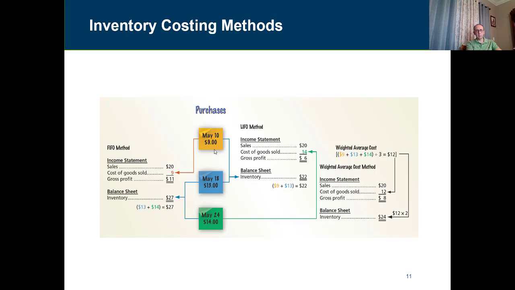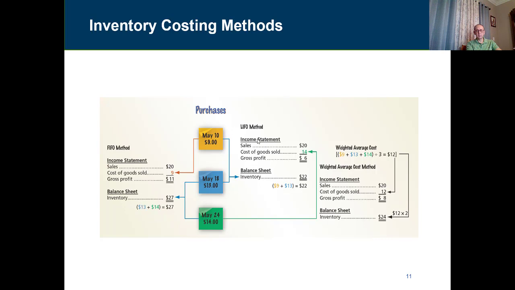Remember, we purchased one item at $9, another item at $13, and then the third item at $14. So if we're using FIFO, the cost of goods sold would be based on the first item that we purchased. So first in, first out. The first item that we purchased is the first item to leave, and that's the one that we had on May 10th. So that's why we calculated our cost of goods sold based on $9. And that gave us a gross profit of $11. So our inventory would be the remaining two items here, which is the $13 and the $14 items. And that would leave the ending inventory to be $27, and that would appear on the balance sheet.